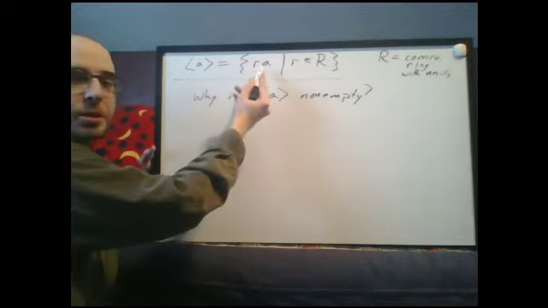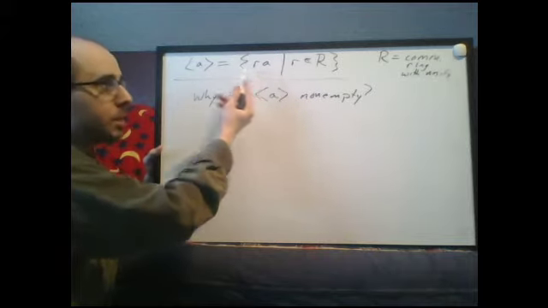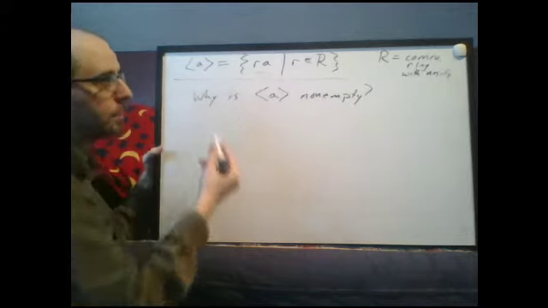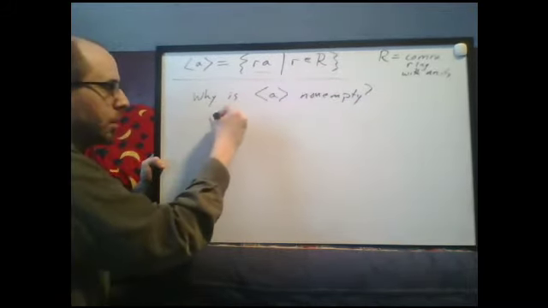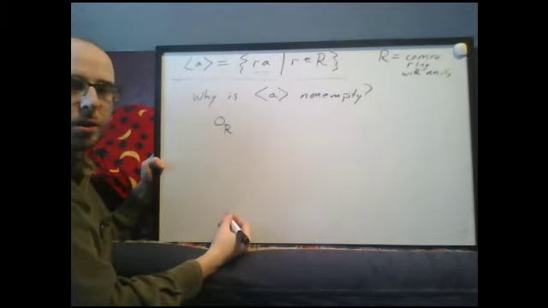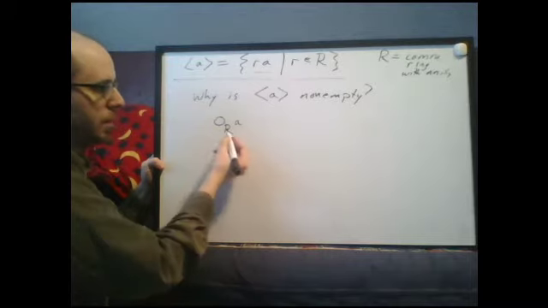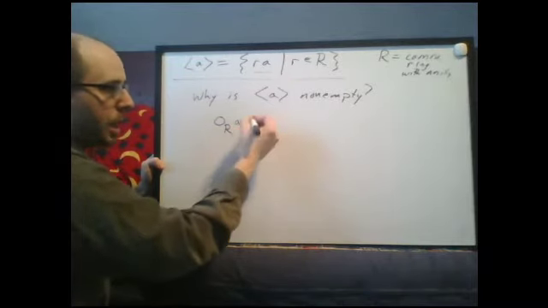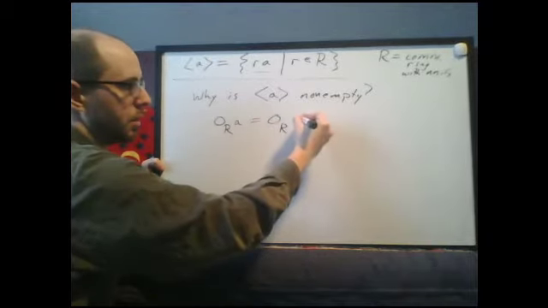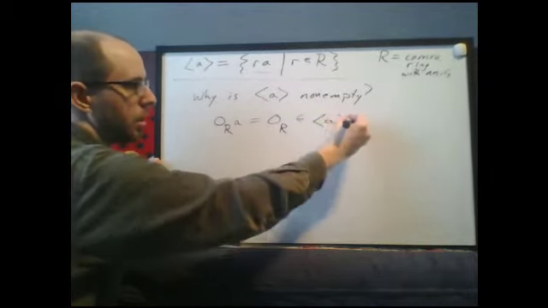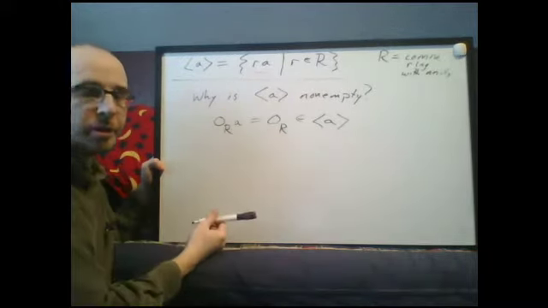Well, as soon as I can produce a single element that can be written in this form, that tells me there's something in this set. So I just have to pick any element of the ring. For example, 0 sub R times A. That's something from R times A. It happens to be 0. That's in this set. Okay, so 0 is in this set, definitely.